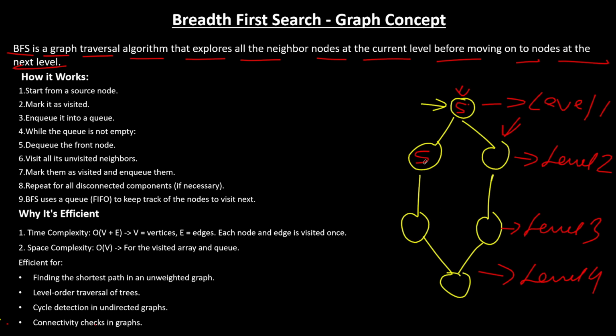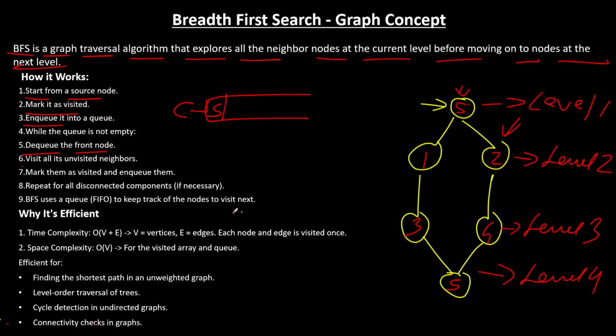Now let's understand how we do that. We start from a source node and mark it as visited. We enqueue it into a queue because we are using BFS, so we use a queue in this part. Suppose this is the source node here, and let it have neighbors 1 and 2. I'm just writing random values. The source is in the queue, and while the queue is not empty, we pop it. We dequeue the front node.